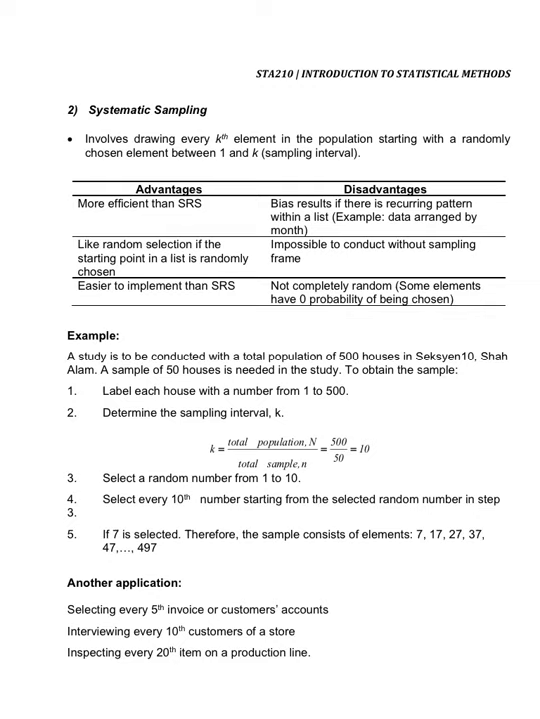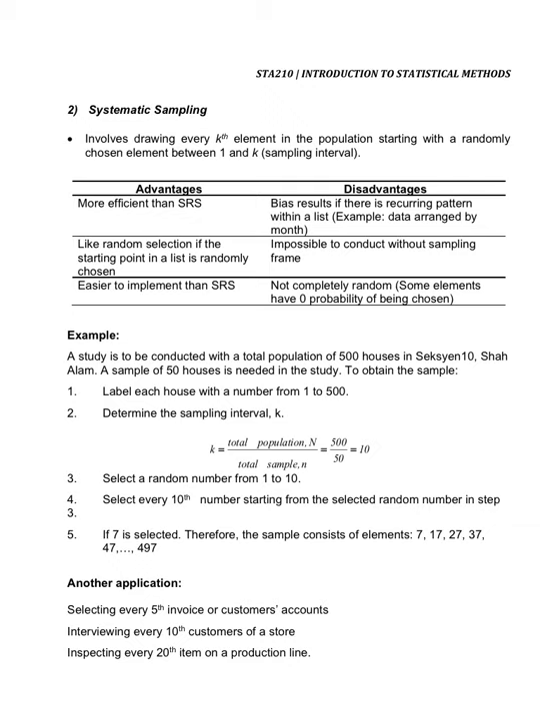So how to determine your sampling interval, or k? The formula for k is equivalent to total population, capital N, divided by total sample, small n. Our capital N is 500 and our sample needed is 50. So your k will be 500 divided by 50. So we get 10. And then you need to select a random number from 1 to 10. Then select every 10th number starting from the selected random number.